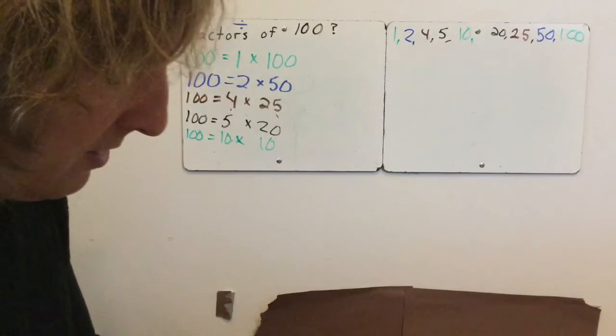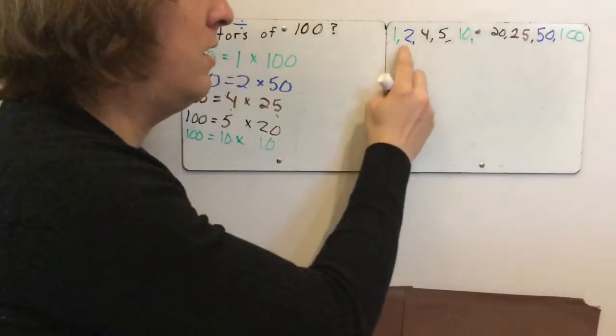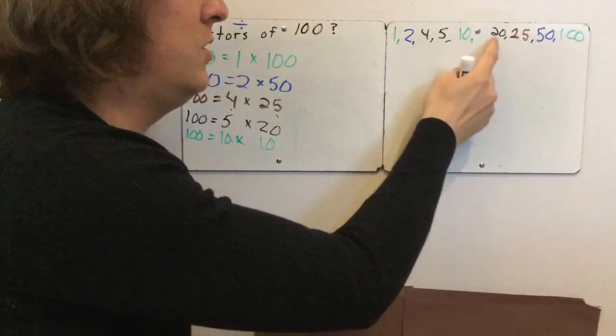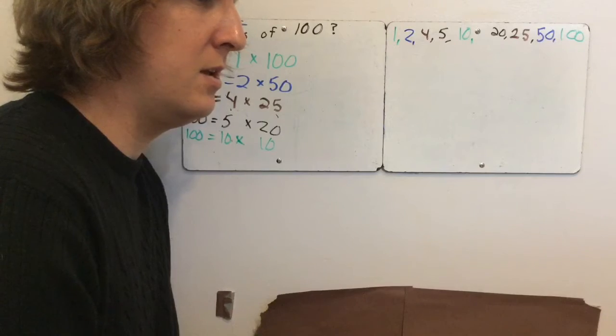Here are our factors of 100. We've got 1, 2, 4, 5, 10, 20, 25, 50, and 100 itself. And there you have it.